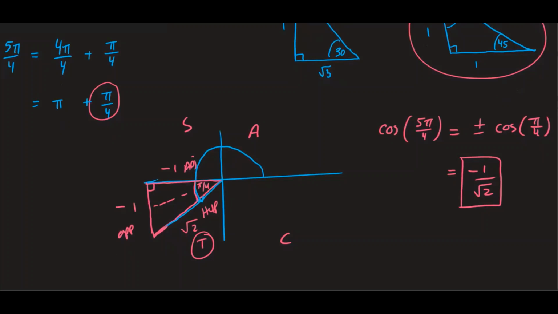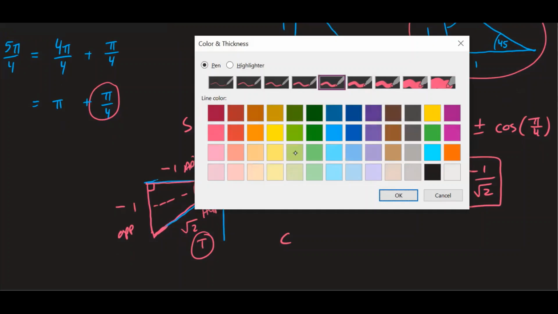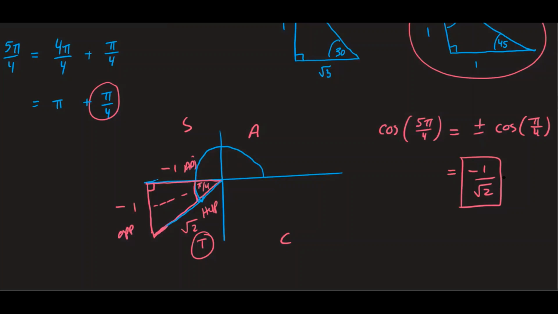Now, another thing to remember is sometimes you might want to rationalize your answer. So you can also do that here since we have a radical in the denominator. So go ahead and multiply on top and bottom by radical 2. So we can also have our answer as negative radical 2 over 2. So that would be the rationalized value.